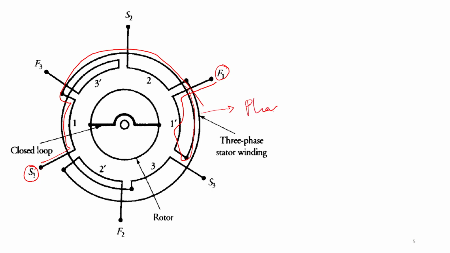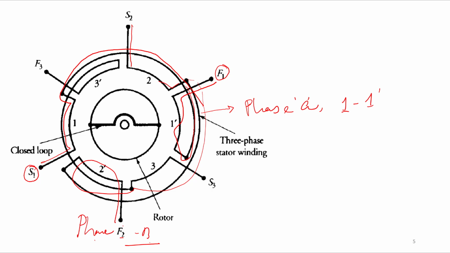Phase A, which consists of 1 and 1 dash, the terminals, the end of the winding. Similarly, let us say S2 starts from here, right? And again it goes here and then it ends here, right? So here it is S2 and F2. So this is phase B winding. Similarly, for each phase, now this is S3 and F3, they are actually called phase C. Okay.